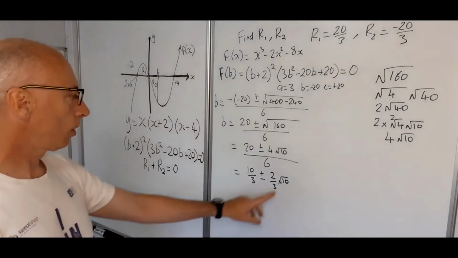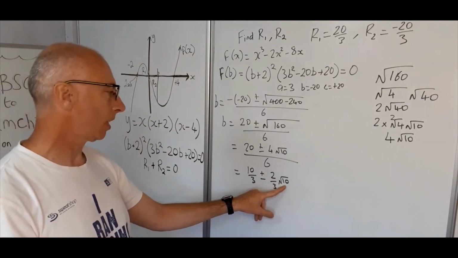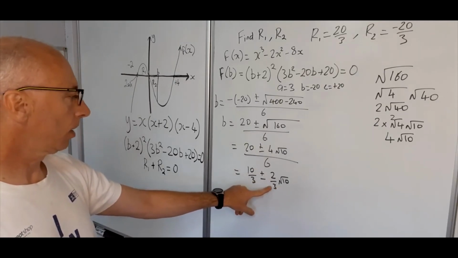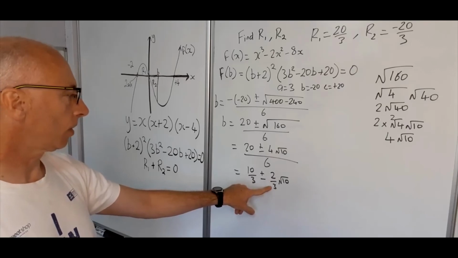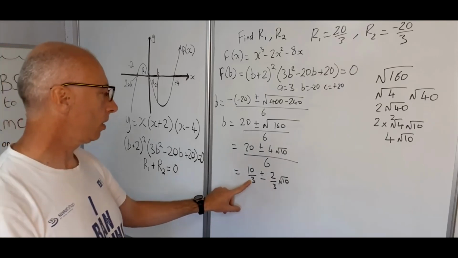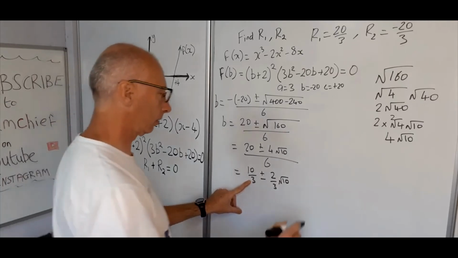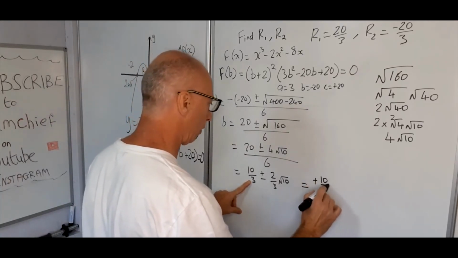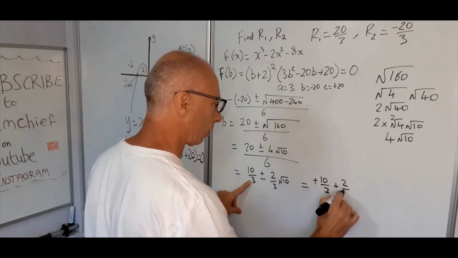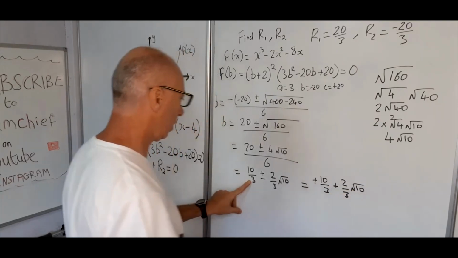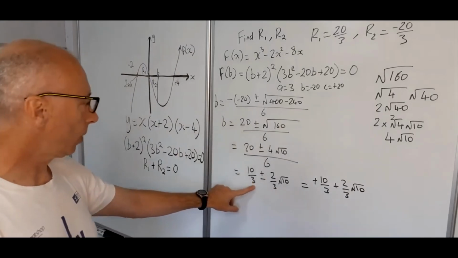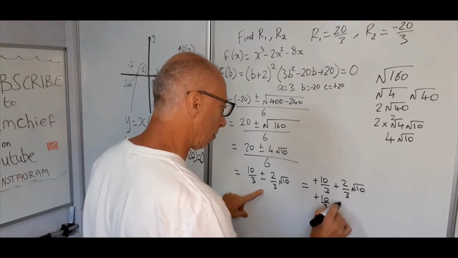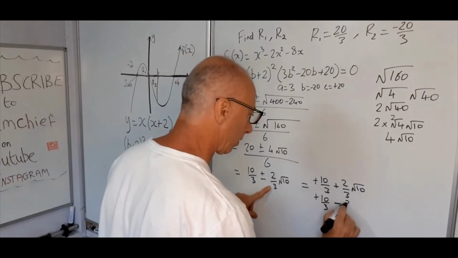Okay, square root of 10 we know is approximately just above 3. 3 2s are 6. 6 over 3 will give us 2. So this is going to be just over 5. So one solution is plus 10 over 3 plus 2/3 of root 10. And the other solution will give us 10/3 minus 2/3 root 10.